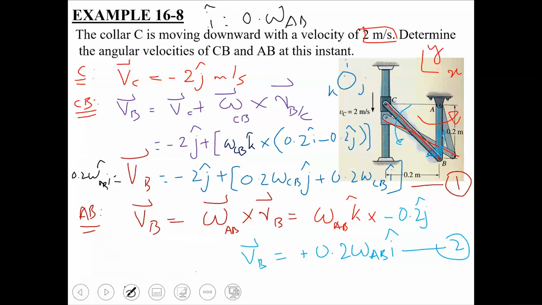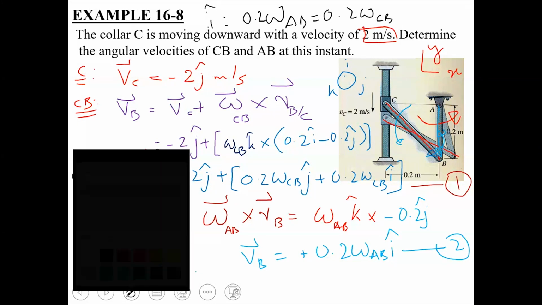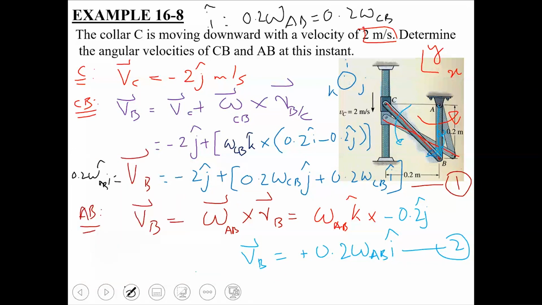What is the I coefficient on the left side of this equation? 0.2 omega CB. What does this equation represent? Omega AB should be equal to omega CB. ऐसा ही है? Yes, sir. Okay, now comparing the J coefficients on both sides of this equation.